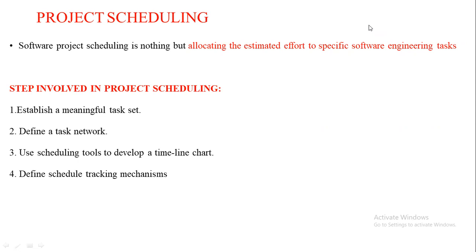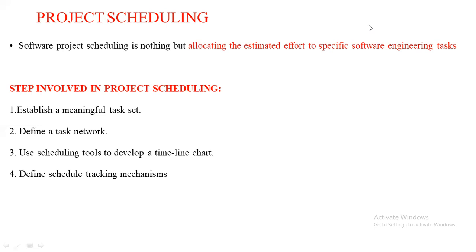So when we take any software development, we have to find out what are all the tasks involved in the project, in which order we have to carry out the tasks. For each and every task, what is the time we have to take, when we have to start, and when we have to complete the particular module, and who is the person for developing that particular module. All these activities come under project scheduling. So allocating the estimated effort for the task, that is what scheduling means.